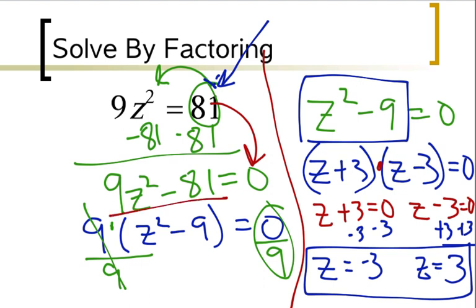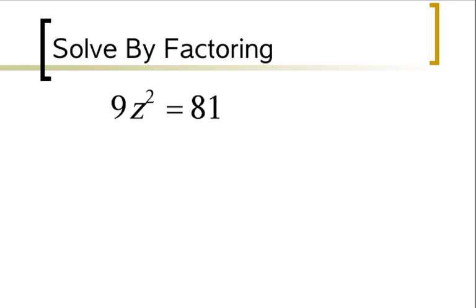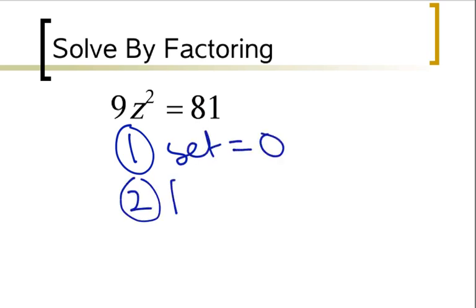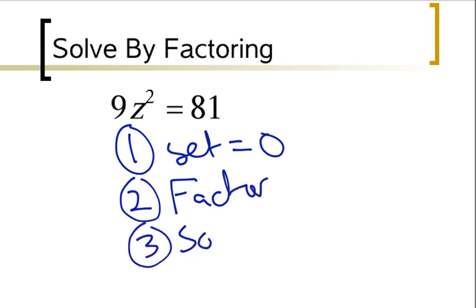So if you want some steps, first thing would be to set it equal to 0, and then step 2 would be factor, and then step 3 would be solve using the zero product property, ZPP. Okay? So I'm going to have some more examples using trinomials in the next lesson, but these are the ones that I've got for binomials.